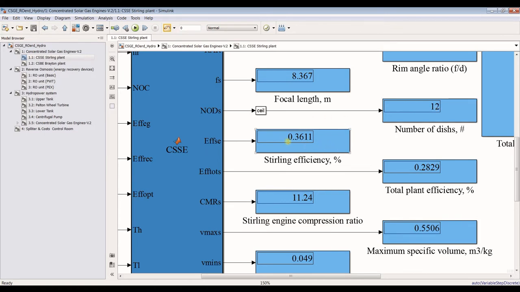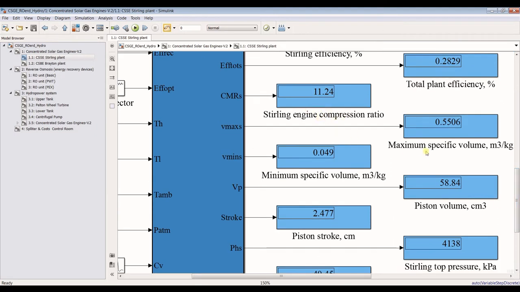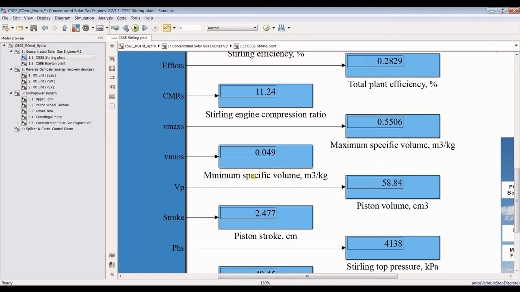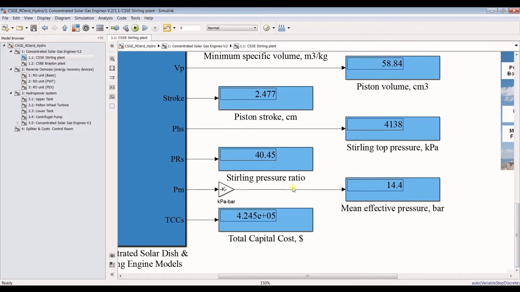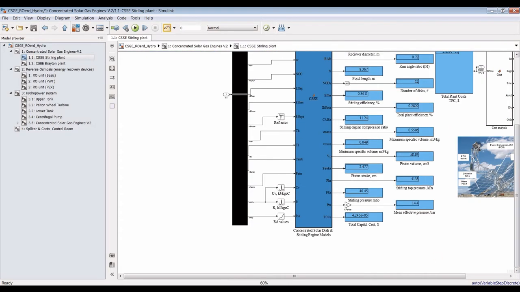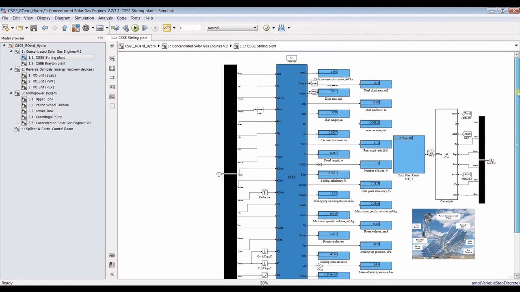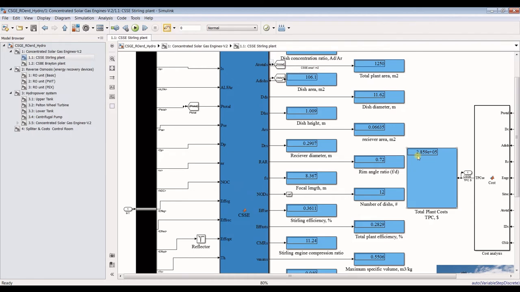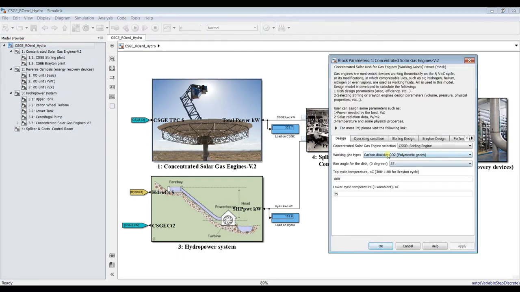Efficiency of Stirling, total plant efficiency, engine compression ratio, specific volume, minimum and maximum specific volume of the engine, piston volume, piston stroke, Stirling pressure, pressure ratio, mean effective pressure, and capital costs and total plant cost here, engine and dish and facilities. This is your total plant cost for 300 kilowatts. Okay, don't forget that we are using CO2 from here. If you change this, your results will change.